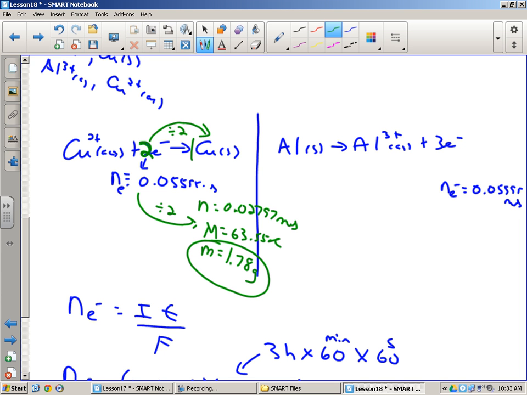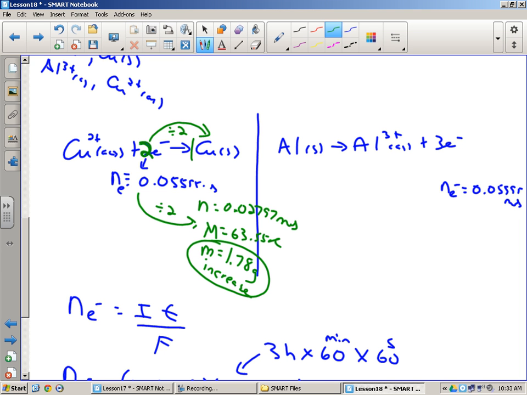And this would be an increase because you are flowing electrons into copper 2+, and those electrons are forming copper solid. So I'd expect that to increase in mass by 1.78 grams. So you could expect 1.78 grams of copper added onto that copper electrode there.